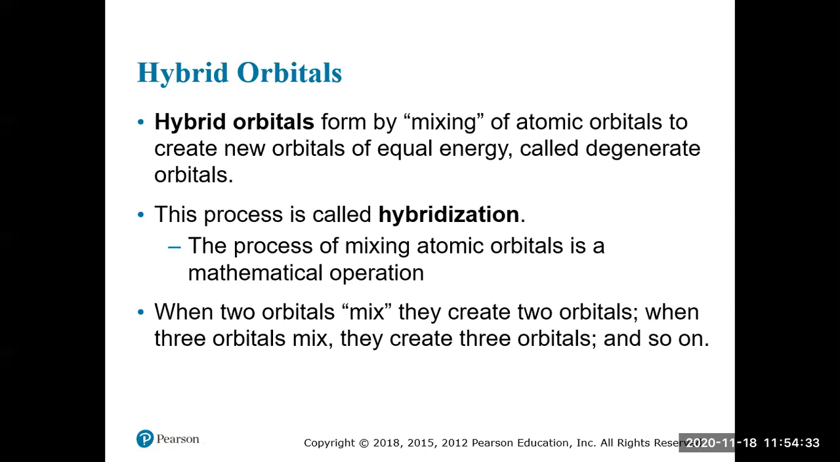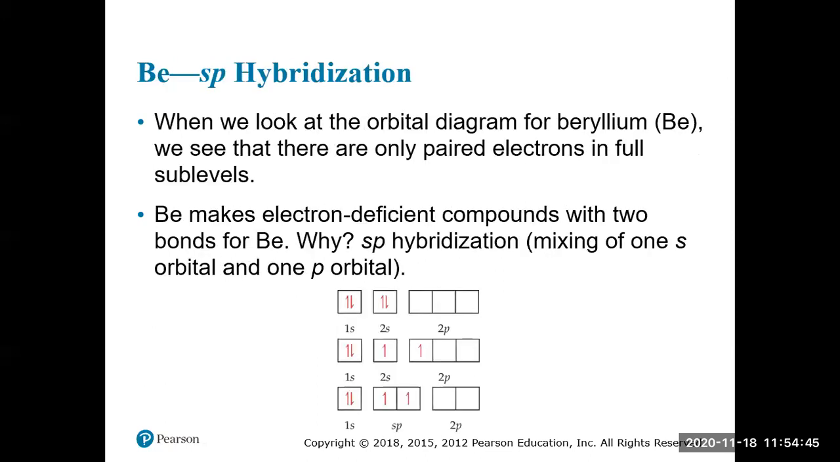Hybridization is kind of a math thing, so we're not going to get into the math, but we are going to talk a little bit about what we call these orbitals when we generate hybrid orbitals and mix them. So let's look at sp hybridization. In this example, we'll take a look at the orbital diagram for beryllium.